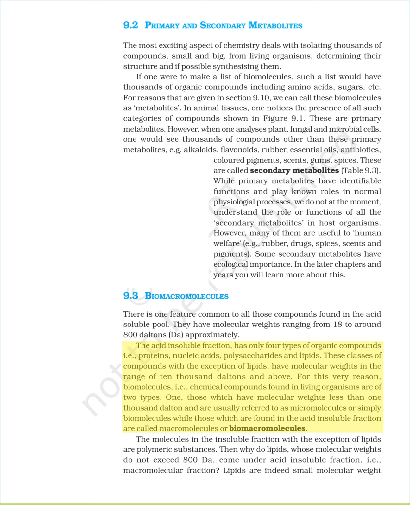biomolecules, i.e., chemical compounds found in living organisms, are of 2 types. 1. Those which have molecular weights less than 1000 Dalton and are usually referred to as micromolecules or simply biomolecules, while those which are found in the acid-insoluble fraction are called macromolecules or biomacromolecules. The molecules in the insoluble fraction, with the exception of lipids, are polymeric substances. Then why do lipids, whose molecular weights do not exceed 800 Da, come under acid-insoluble fraction, i.e., macromolecular fraction?